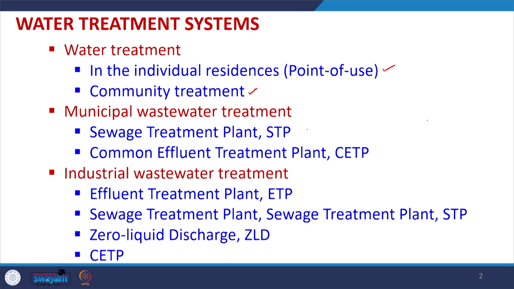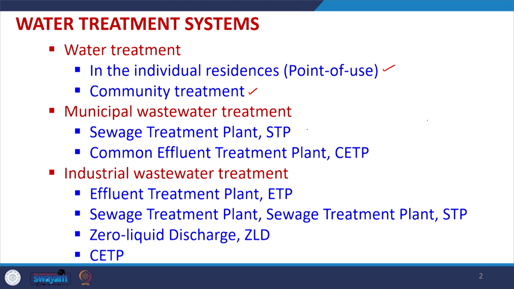Then we have community treatment also. Most often the water is taken from some source, it may be river, it may be some reservoir, it may be from aquifer or groundwater, and that water is further treated before its use or its supply to various residences. So, that type of treatment will fall into the category of community treatment.